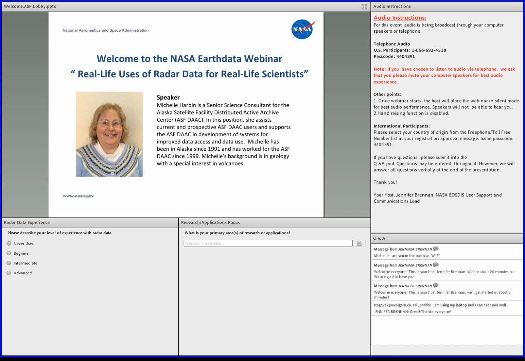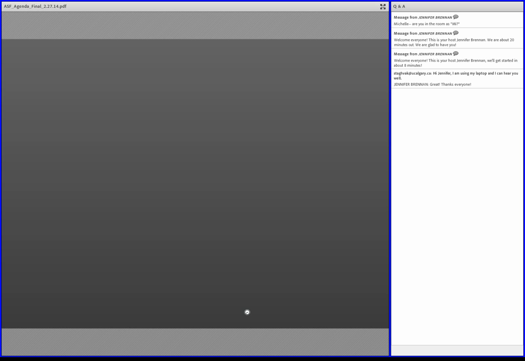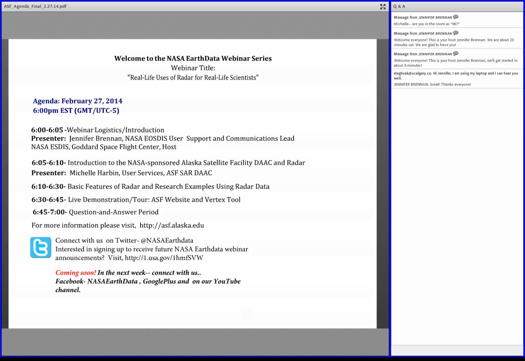What I'd like to do now is move along to the agenda. The first 5 minutes or so will provide you with an overview of the Alaska Satellite Facility and radar data. During the next 20 minutes, the basic features of radar will be introduced, and Michelle will couple that with 3 research use case examples of how radar data can be used. We will then wrap up with a live tour of the ASF SAR DAAC website, and she will provide a brief demonstration of their data discovery and access tool called Vertex.